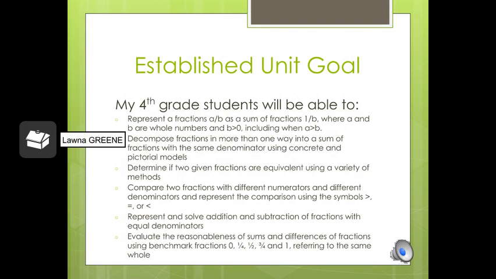My district has always used an end in mind concept. We, as elementary teachers, typically work in units, and so we usually will establish a unit goal first. As you can see on the screen, my statement, my fourth grade students will be able to, and then you see 6 TEKS dealing with fractions. So by the end of this unit, my fourth grade students will be able to do all of these things.